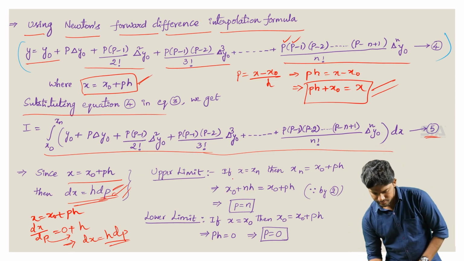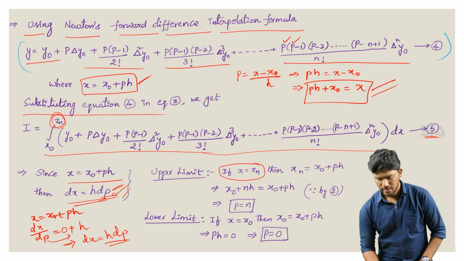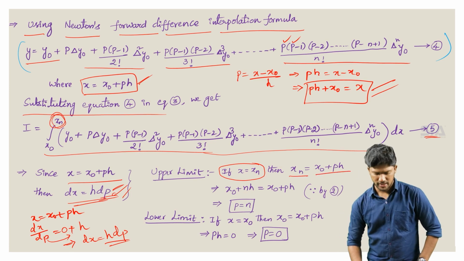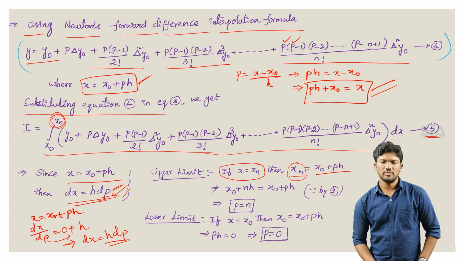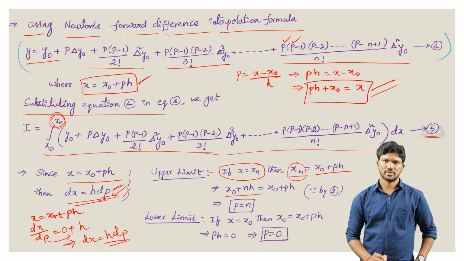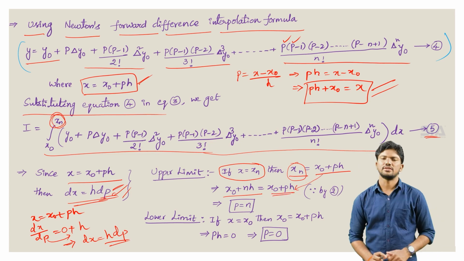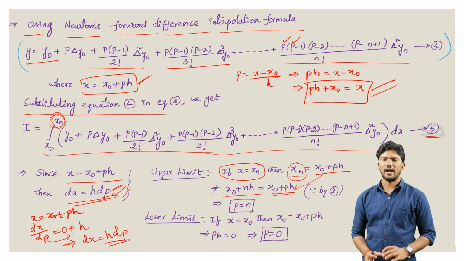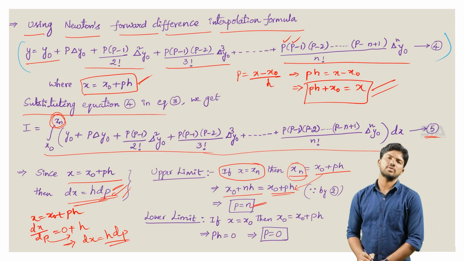Now the upper limit here, if small x is equal to x suffix n, this is taken as the upper limit. Then x suffix n is equal to x naught plus ph by the formula. Originally, what is the x suffix n value? x naught plus nh, you know very well. So x naught plus nh, and write RHS as it is, x naught plus ph. On both sides x naught will get cancelled, and by cancelling small h values, n is equal to p, or p is equal to n.